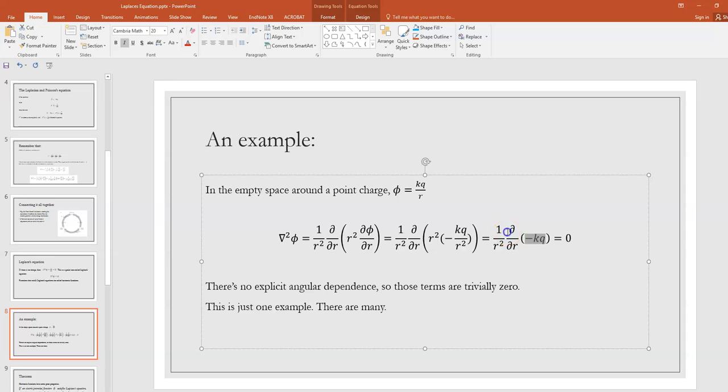Now, I had to take the partial with respect to r of minus kq. But k and q are constants, okay? And so that gives me 0, all right? So this potential satisfies Laplace's equation, which is that del squared phi is equal to 0. Now, that's just one example, okay? There are a bunch of examples of solutions to Laplace's equation. So there's a bunch of examples of harmonic functions. And you can Google that if you want to and see how many examples you can come up with, all right?